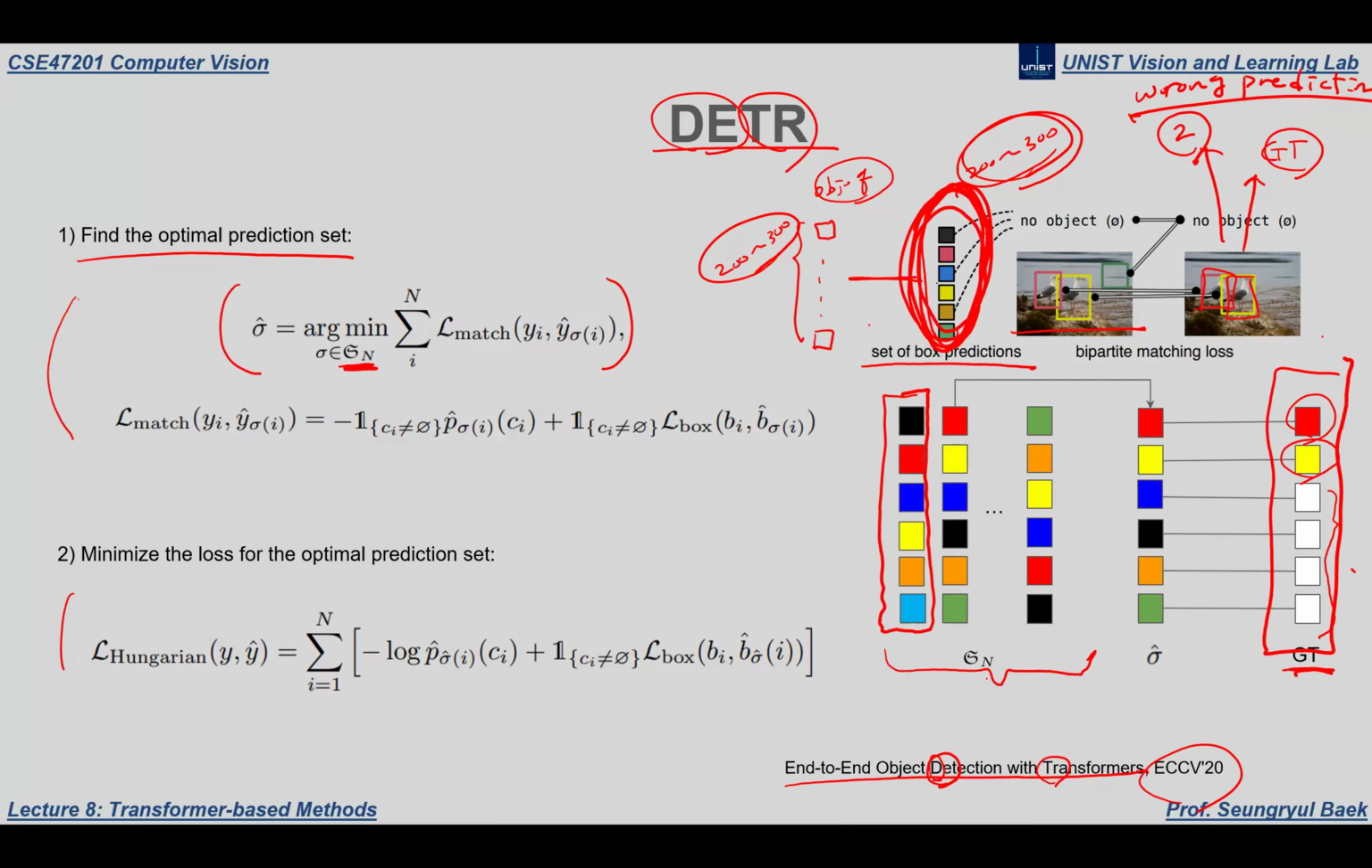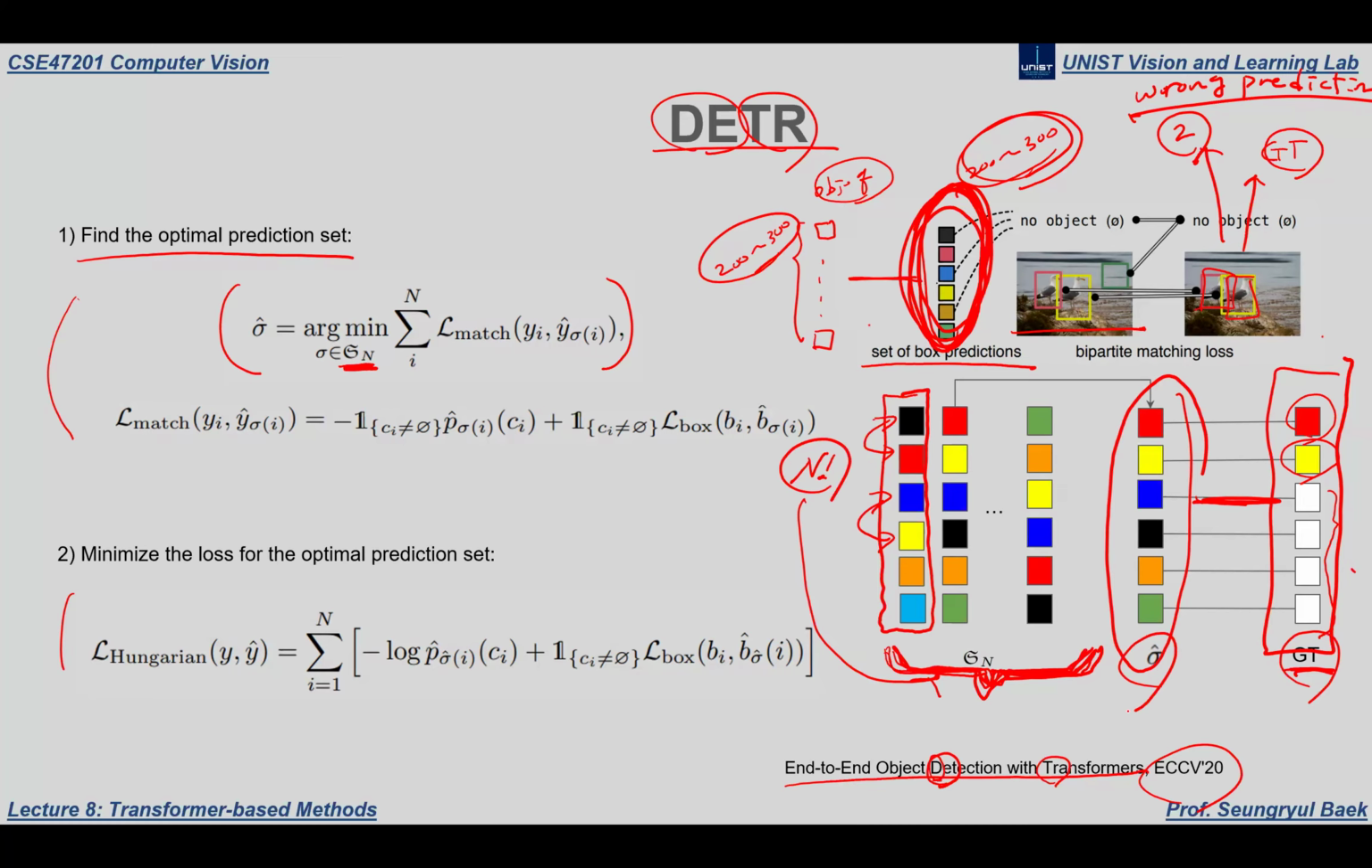So what we do is we permute the order of these predictions. If there are n predictions, there are n factorial permutations like this. Are you following this? And among those permutations, we have to select the one best permutation that is matched with the ground truth. Okay. So this formulation is showing that.